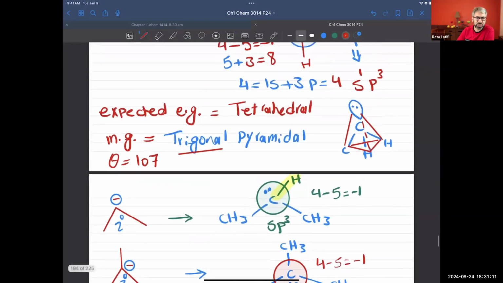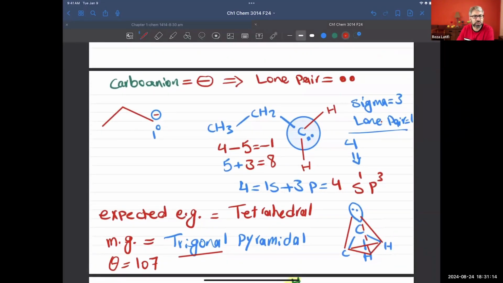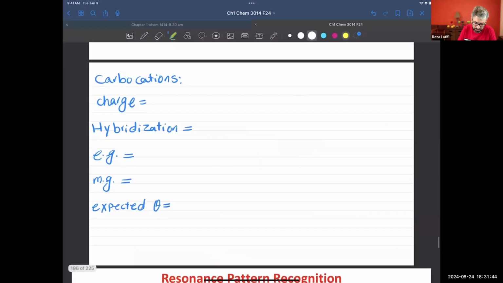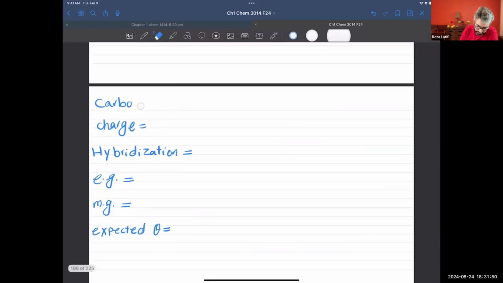So let's go back and check the first one. The first carbon anion, we added 2 hydrogens and 1 lone pair to make it octet, and because it has a negative charge, we added the lone pair there. But then in order to make it octet, we added 2 hydrogens. For secondary, we added only 1 hydrogen. For tertiary, no need to add hydrogen. Why? Because the 4th group will be a lone pair. So for carbon anions, forgive me, I said carbocations here. I should write carbon anions.